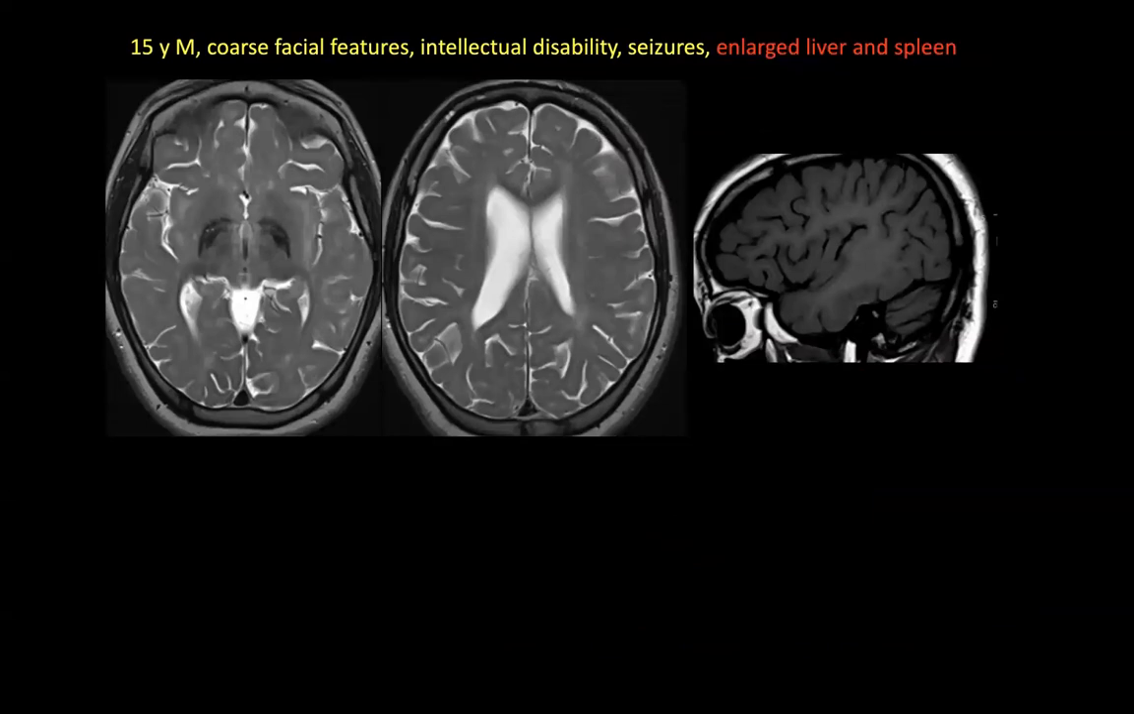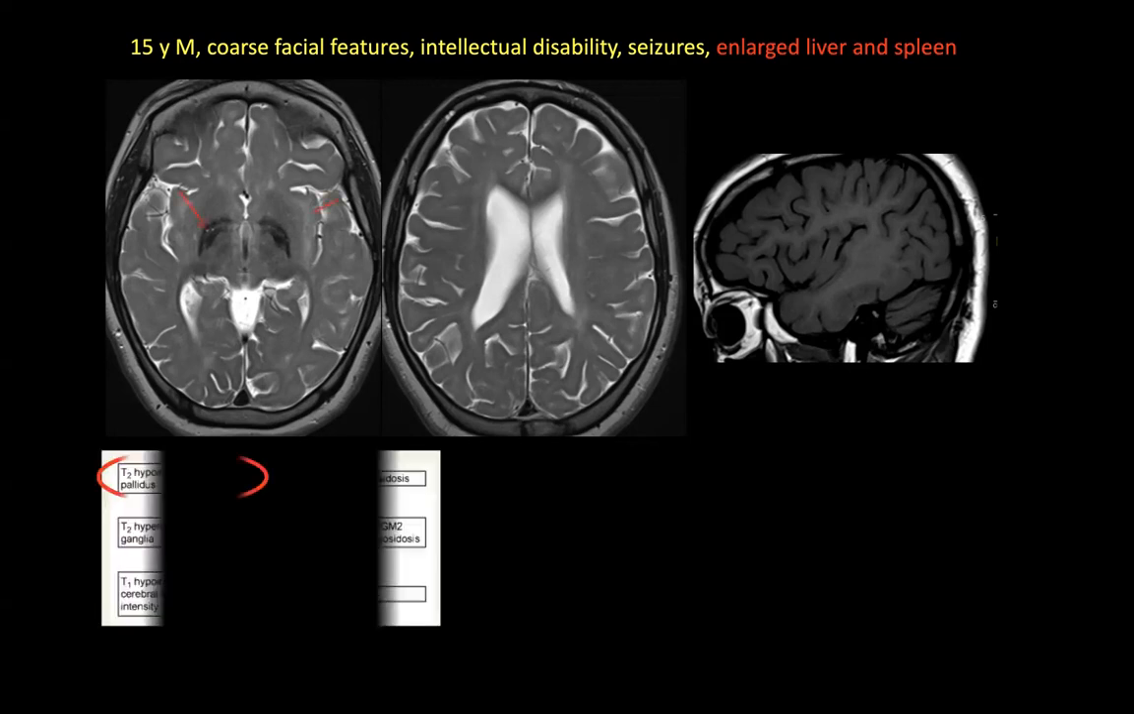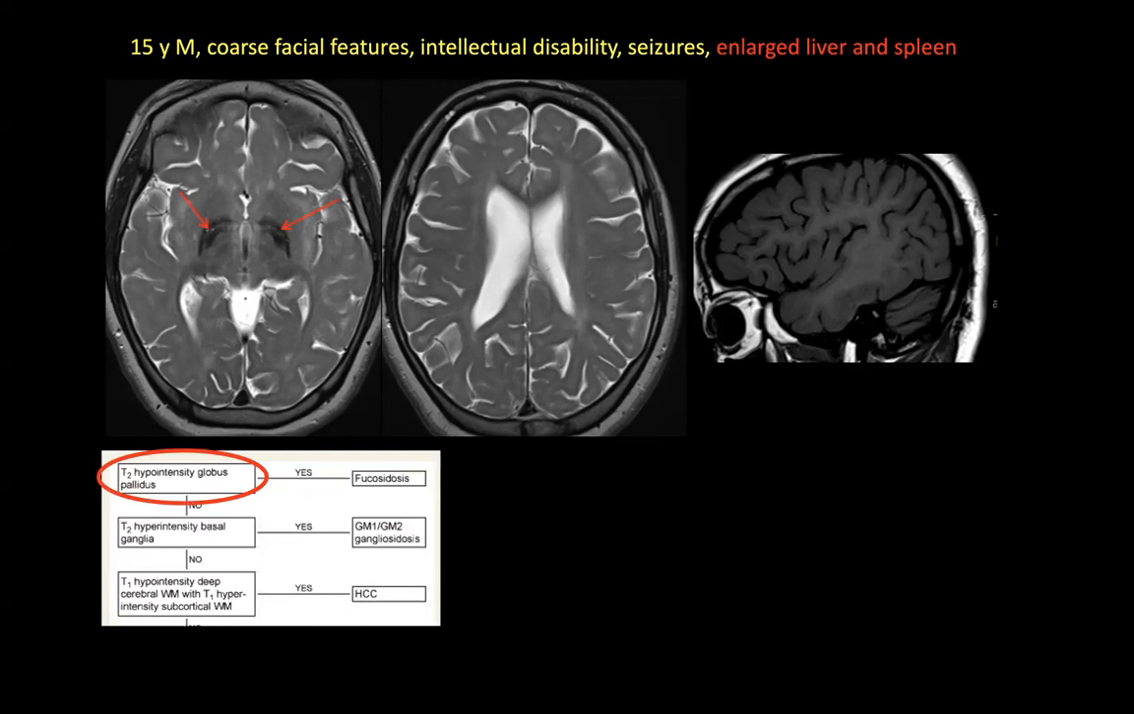But what we have in this case is also very, very dark globi pallidi with this intermediate lamina that maintains a bright signal. So you have two aspects or two regions of the globi pallidi very well seen. And again, this is pattern recognition. You have hypomyelination, very dark on T2 globi pallidi. Again, come back to this paper. This is typical of fucosidosis.